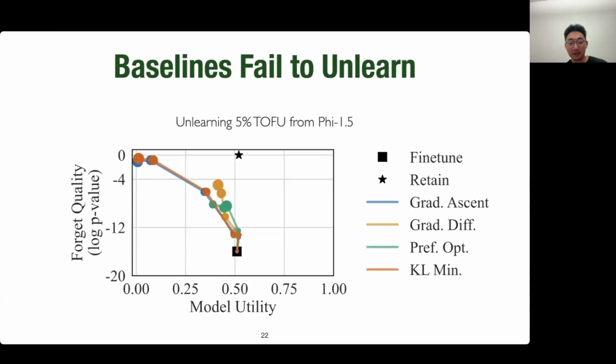So here's a 2-dimensional figure with model utility on the x-axis and forget quality on the y-axis. You can see that they all sort of work, because the forget quality will increase eventually, but the model utility decreases way too much. So even at this point, the model utility doesn't seem to drop that much, but the model is still not very usable. Right? So this model actually forgets quite an amount of the knowledge in the world.